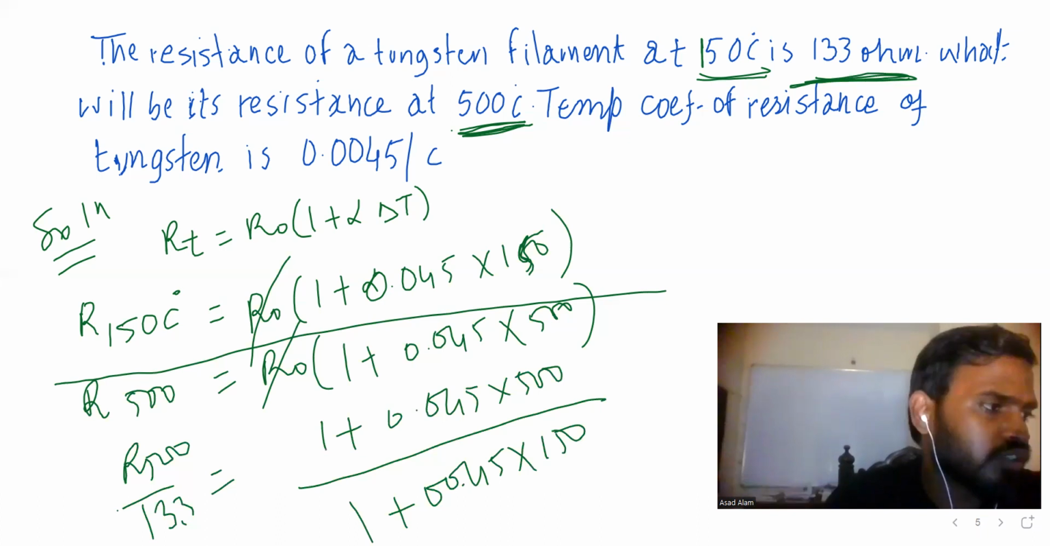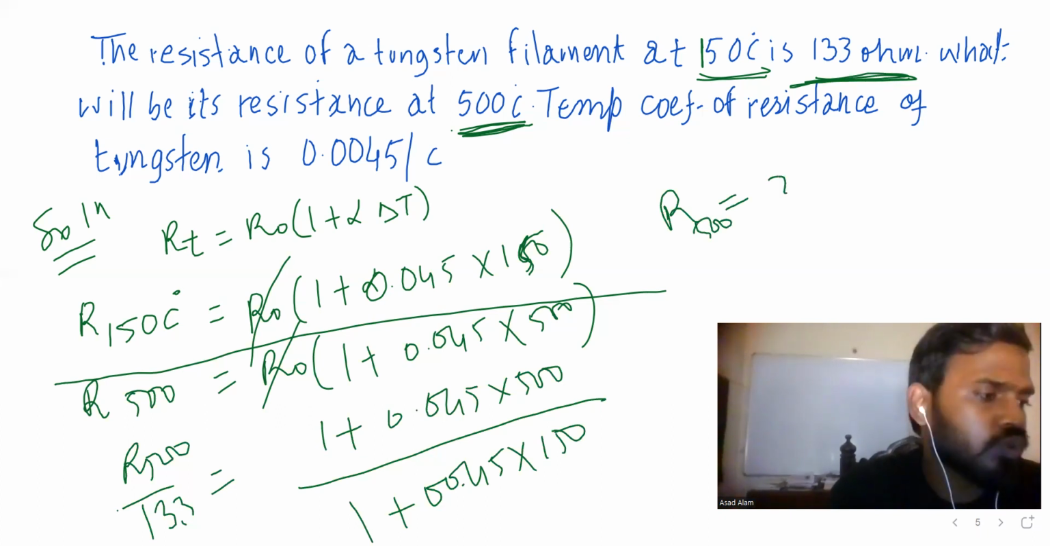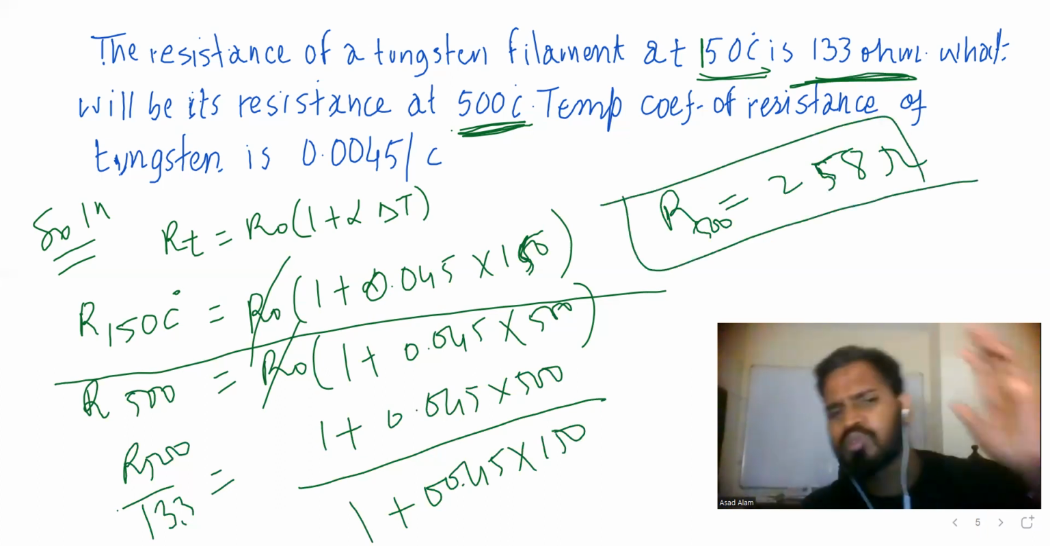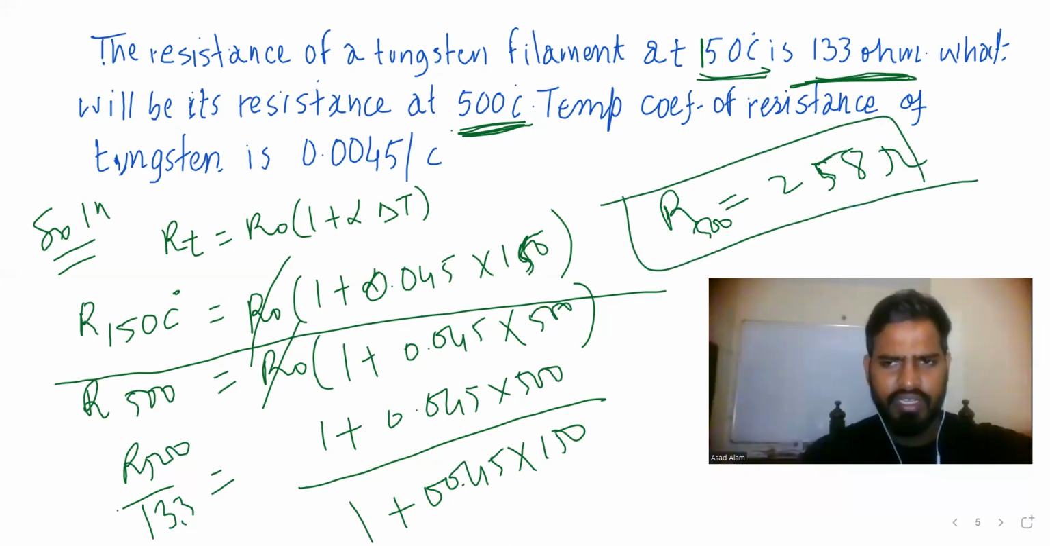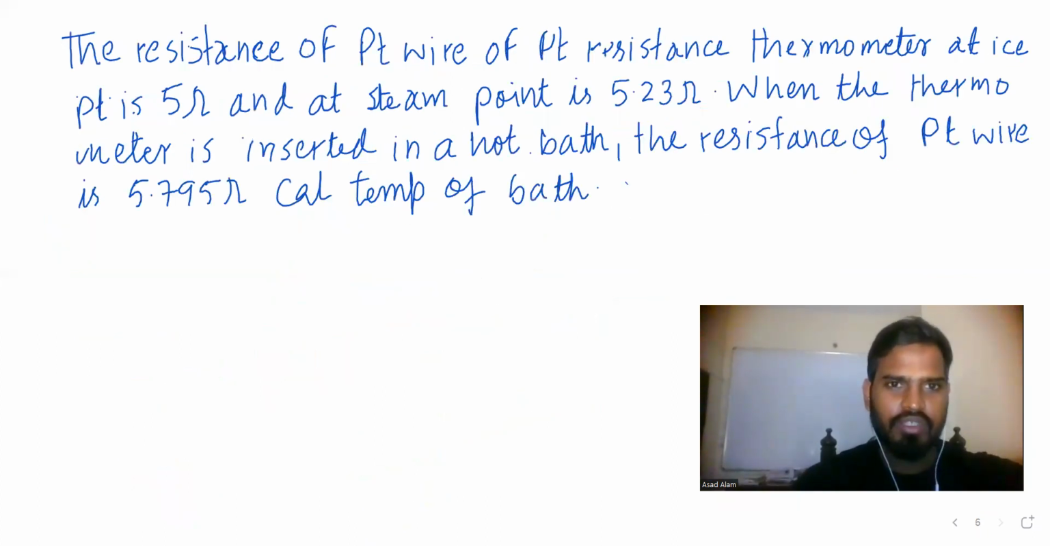So if you solve it, finally you will get RT, R500, equal to 258 ohm. That is the answer you are going to get from here. Hope so, it's an easy question. You guys understood it. Once you try by yourself, then you do this. Let's see, the second question says what?